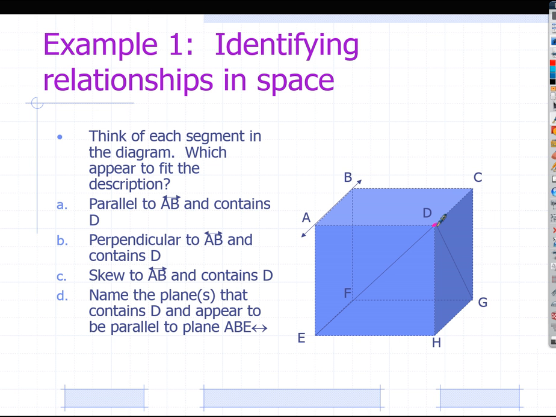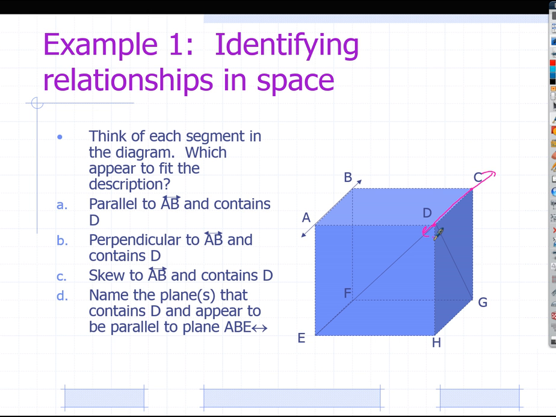So what do we think? Anybody got an idea? Line DC, sure, that works, doesn't it? Line DC is perfect because it's a line that lies in the same plane as line AB. The plane is the one that includes the top of the cube, the top face. And they're parallel. Yeah, they would never cross if we extended them forever. Perfect.